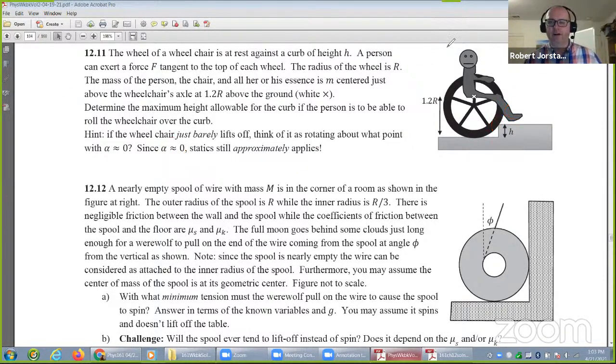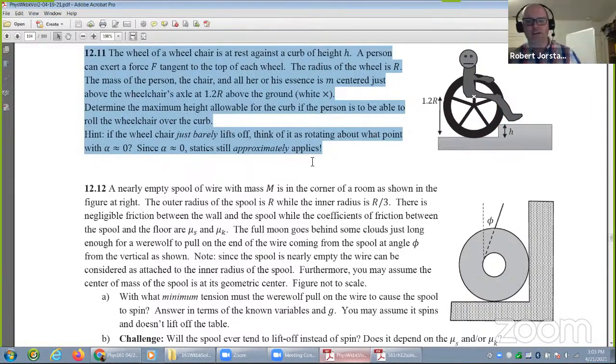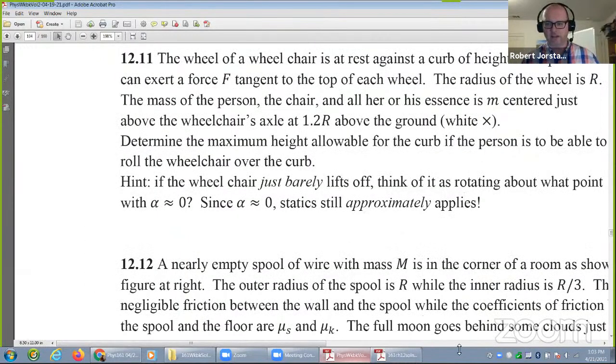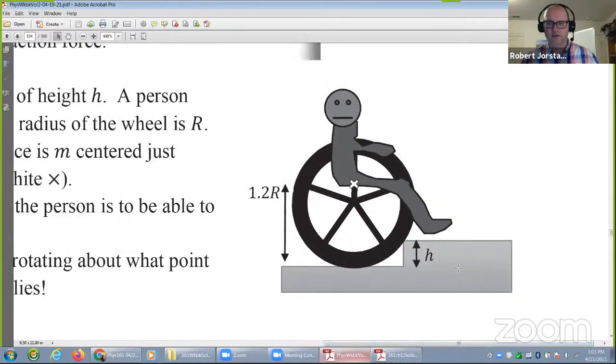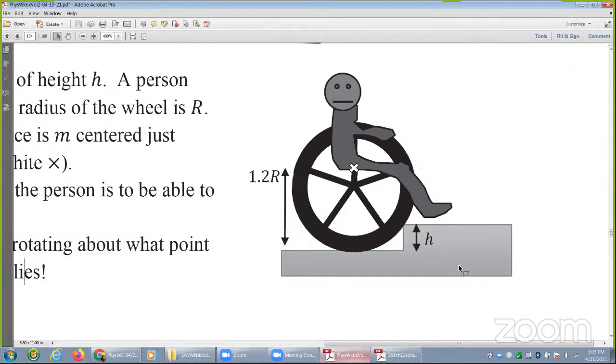I don't know if you've already gone to the solutions or not, but hopefully not. If you haven't, try and draw the FBD, and we could talk it through as a group, and then we'll go to the FBD itself. I'm going to make this big. What's one force acting on this? The obvious one is mg at the center of mass.